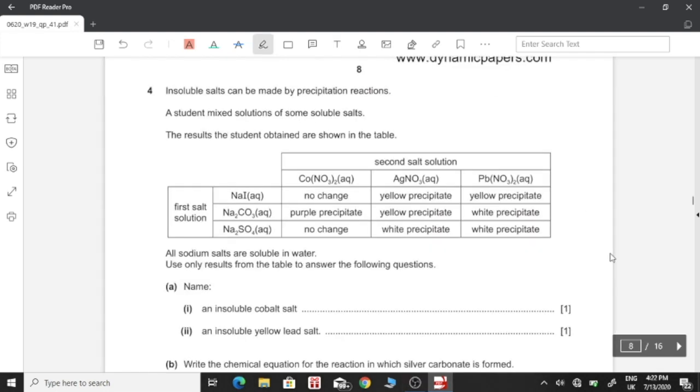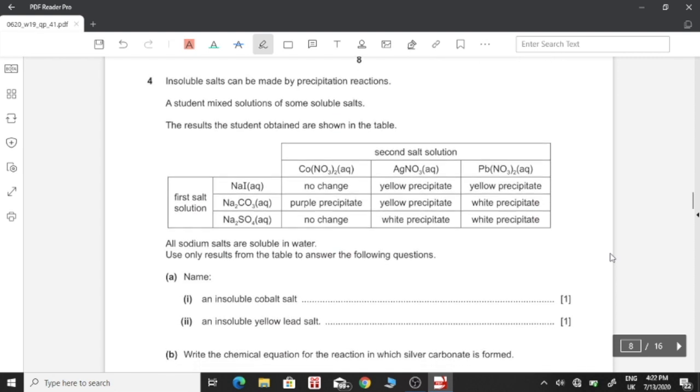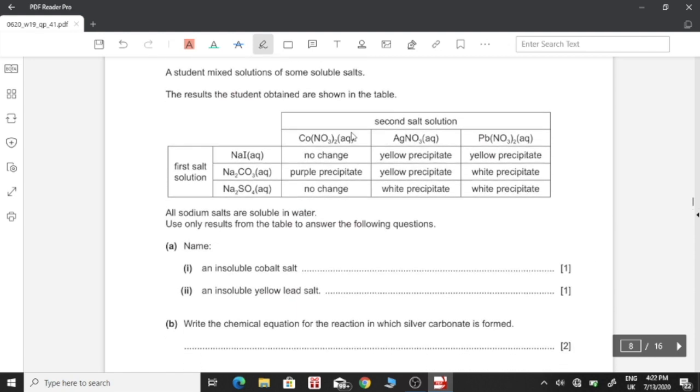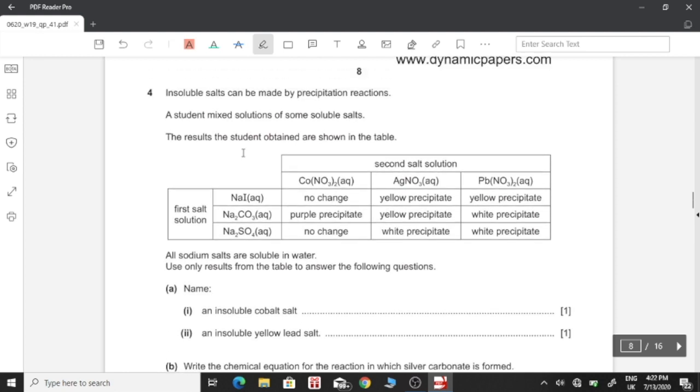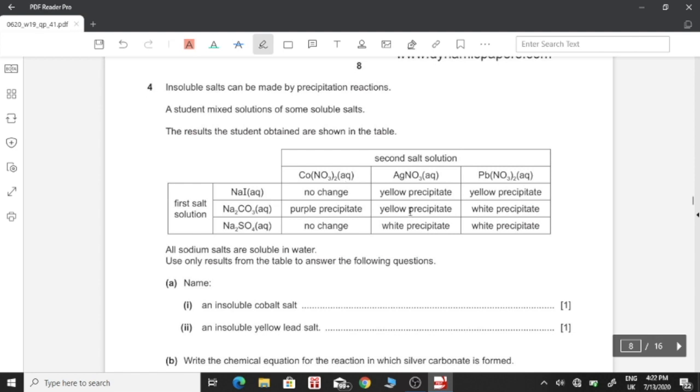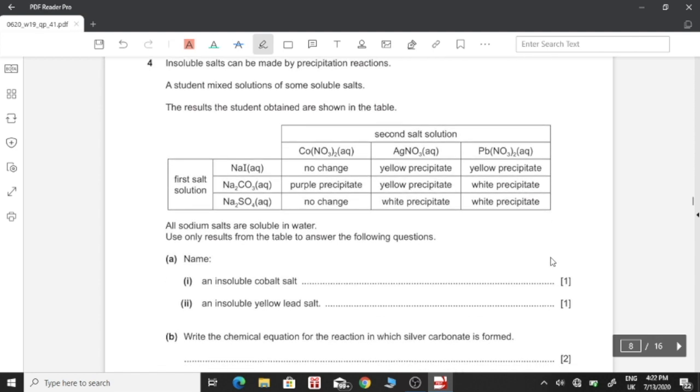Okay, moving on to question number 4. Insoluble salts can be made by precipitation reactions. A student mixed solutions of some soluble salts. The results the student obtained are shown in the table. Alright, so we have 3 salts in the form of aqueous solutions, and then the student mixed them and formed some precipitates. All sodium salts are soluble in water. Use only results from the table to answer the following questions.